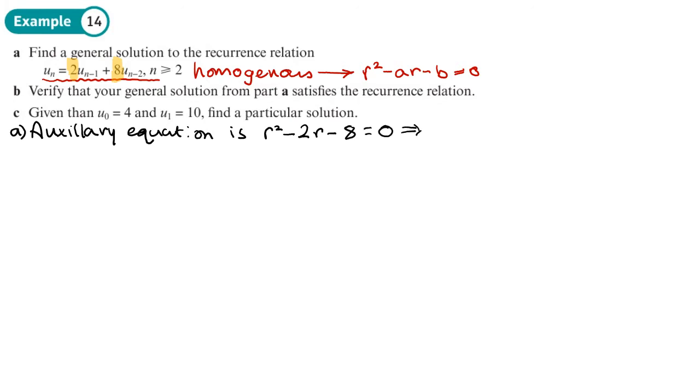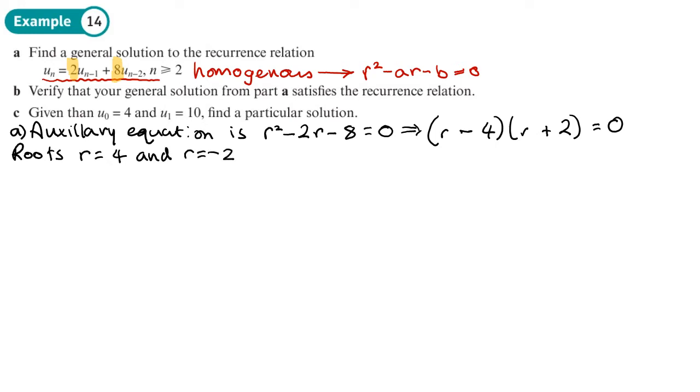So now if we solve that for r, we want two numbers that multiply to give negative 8 and add to give negative 2, so it's going to be 4 and 2. If I want negative 2, I want negative 4 and plus 2. So the roots are r equals 4 and r equals negative 2.